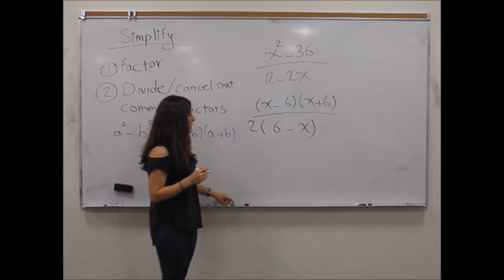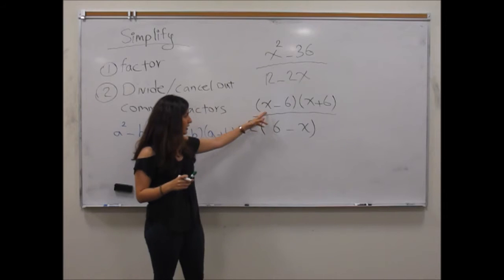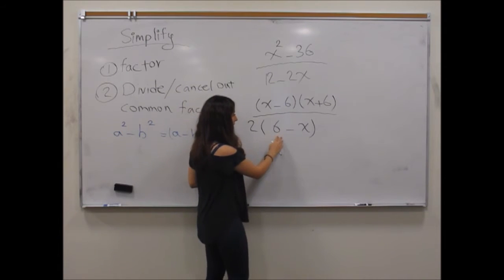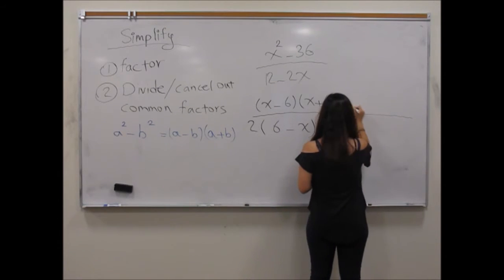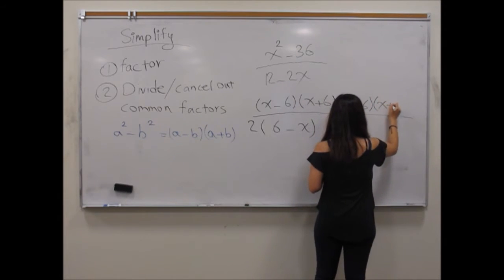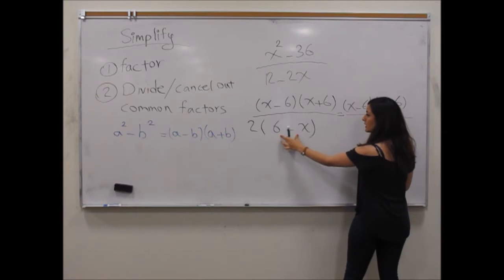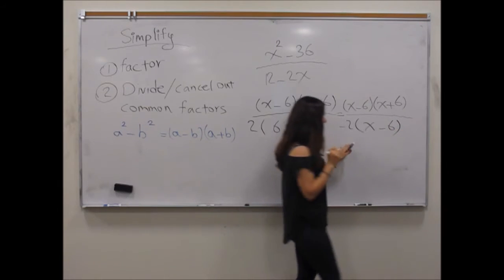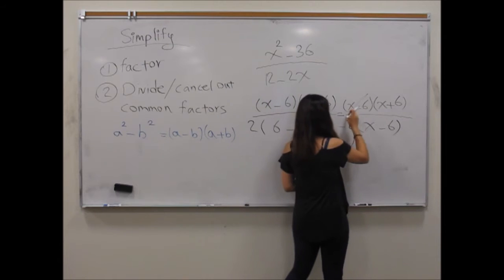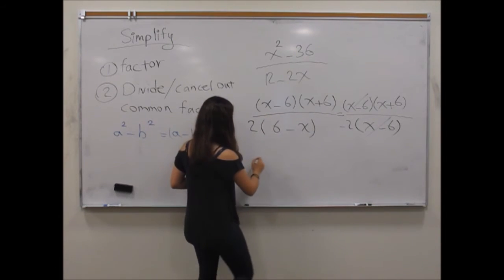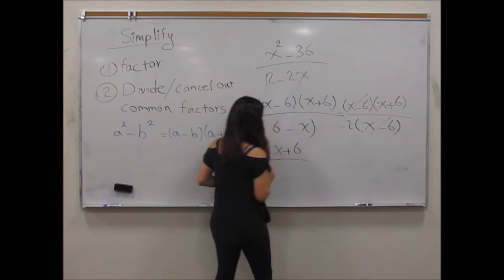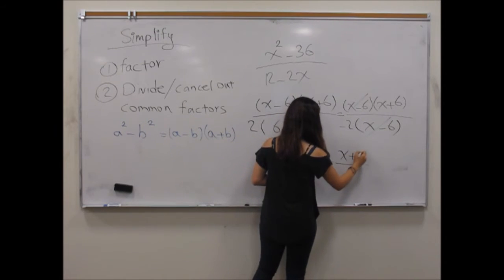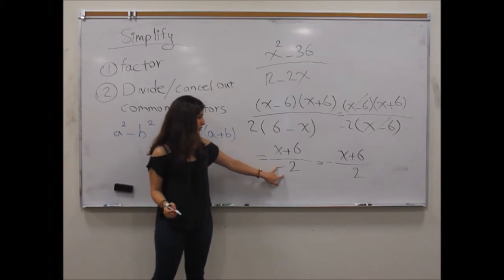So here, if you look at it, this looks like the same thing, x minus 6 and 6 minus x, but there's a negative. So if I factor a negative from this, let's write that one more time: x minus 6 and x plus 6 for the numerator, and then if I factor out a negative 1 from here, I get negative 2 times x minus 6. And then I can cancel out the x minus 6 from both top and bottom, and I get x plus 6 for the numerator and a negative 2 for the denominator. Or I can write it as negative x plus 6 over 2. It really doesn't matter where you write the negative.